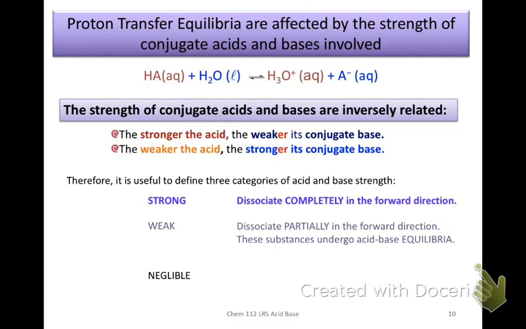And then negligible is so very weak, we're not even going to call it weak. Those substances are spectator ions. They don't take part in the game, they just sit up at the sidelines and watch. So let's take a look at this.